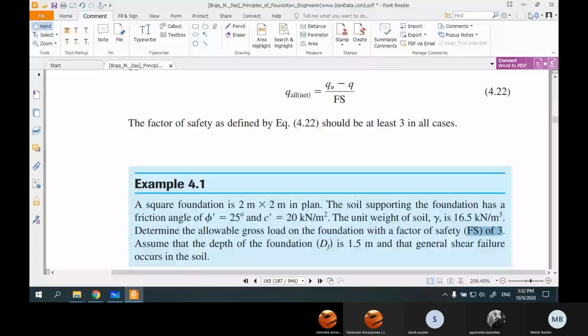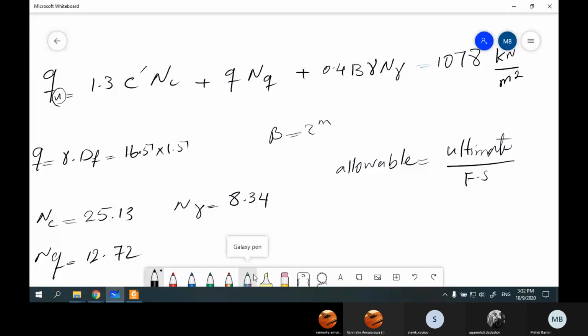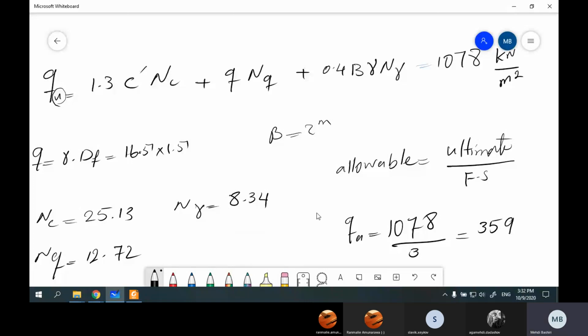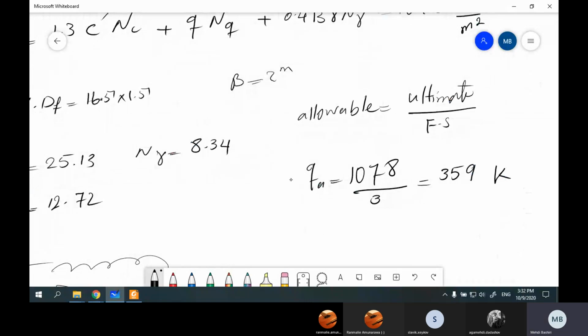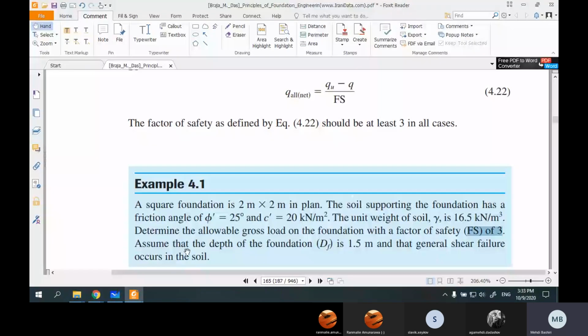So q allowable is equal to 1078 divided by 3. It's about 359. Again, it is stress, kilonewton per meter square. You can check the question and see it is asked to find the load, not stress, not capacity.